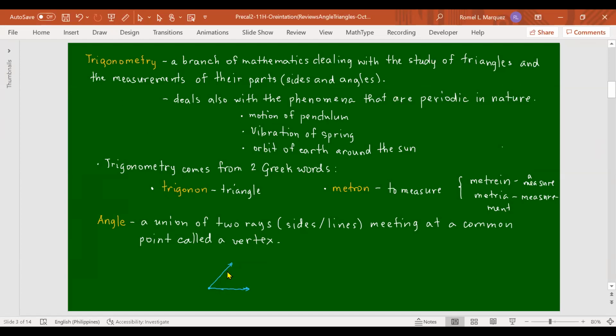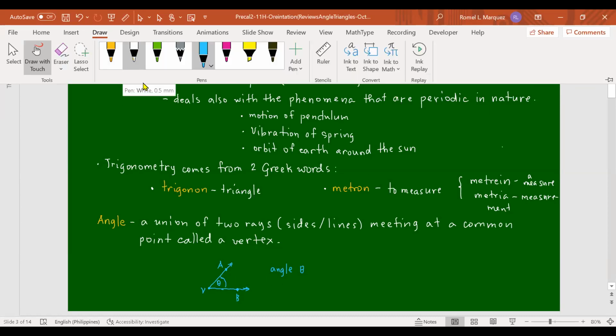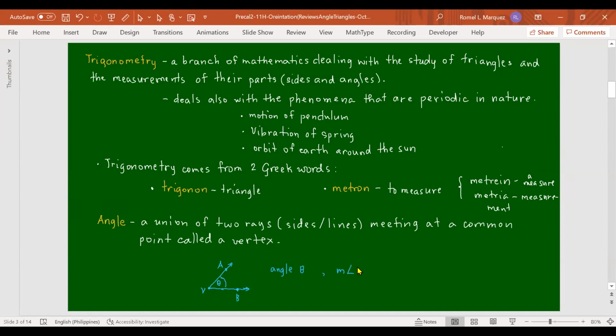So these are two rays, and this is the vertex. Okay, so let's take a point here. For instance, this is A, and this is B. And this is, let's say, theta, the angle. So we say angle theta. And the measure of that is supposedly the measure of angle theta or simply theta. Unlike in geometry, we don't write it anymore. The name is theta, and normally the value is also theta, so we just have equal to theta.